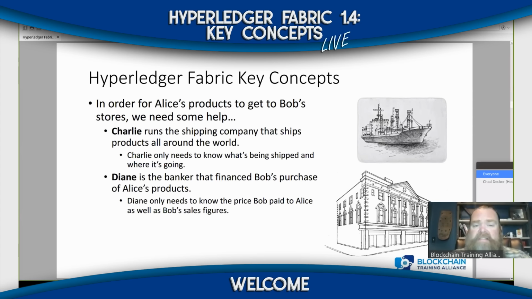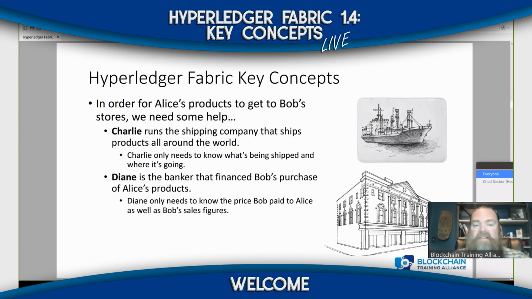All right, well, now let's enter Diane. Diane is another participant in this business network, and Diane is the banker that financed Bob's purchase of these electronic devices. So Diane needs to know some information. But she needs to know very, very different information from Charlie. Just like Charlie, Diane doesn't need to see the full picture. She just needs to see a subset of the data.